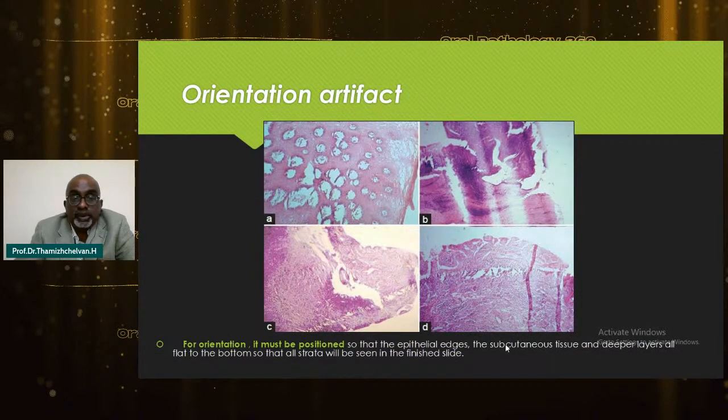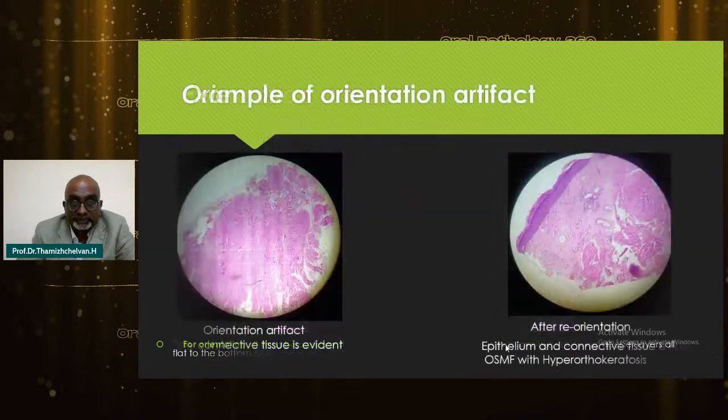This is the biggest problem, the orientation problem, because we have seen our teachers and HODs saying to reorient, because at times all you see is only the epithelium or only one kind of tissue. So the very common terminology used by any pathologist, in oral pathology or even general pathology, is reorient the tissue. Why is that? Because of improper positioning of the epithelium. For orientation, it must be positioned so that everything comes in one order. So orientation is very important, and technicians and students should look into it.